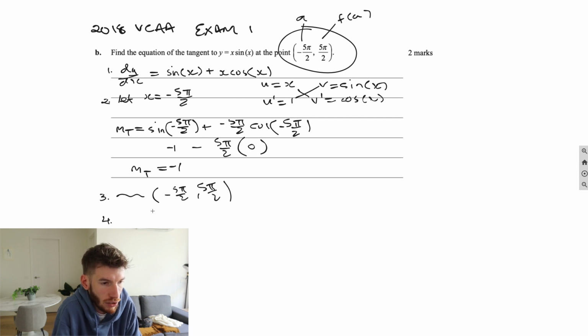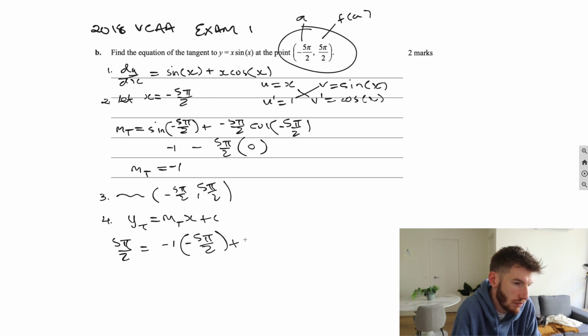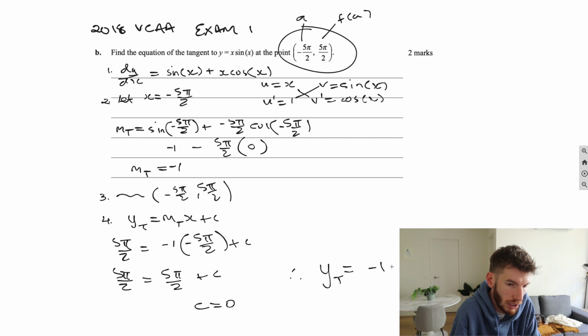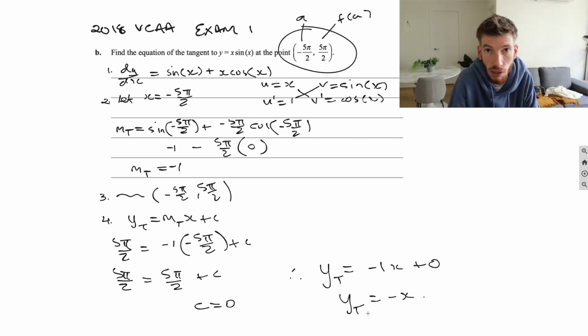Now we plug those into our tangent structure, like this, and so we can put in 5 pi/2 is equal to our gradient, which we got as -1, times -5 pi/2 plus c. We get 5 pi/2 is equal to +1 lot of 5 pi/2, plus c, so c is actually equal to 0. So therefore, the y tangent equation is going to be m, which is -1, x plus nothing. So really, y tangent is just -x. And there's the equation of the tangent.